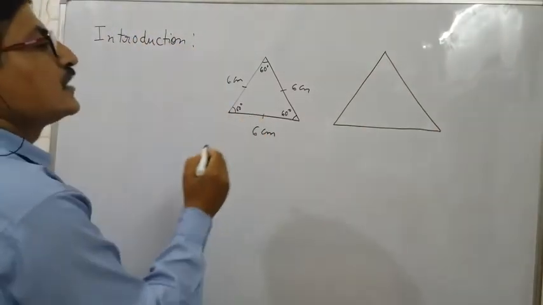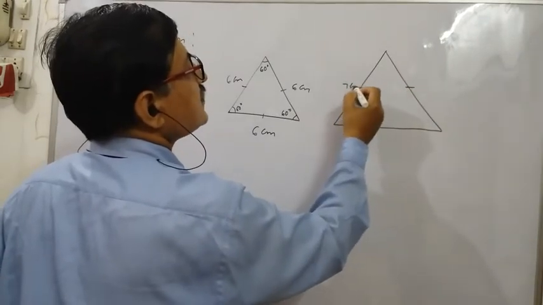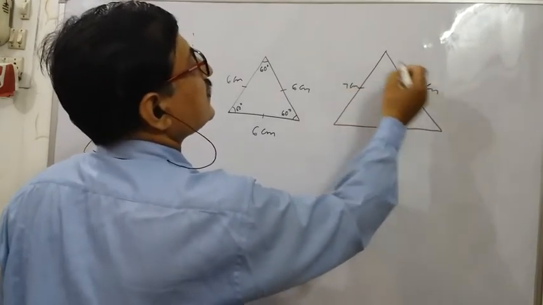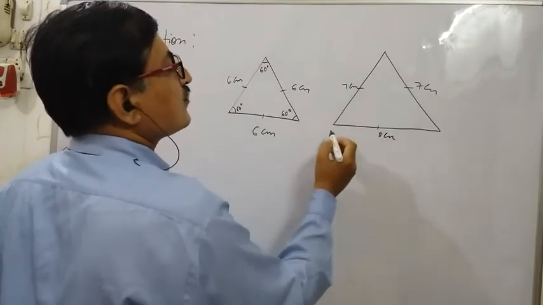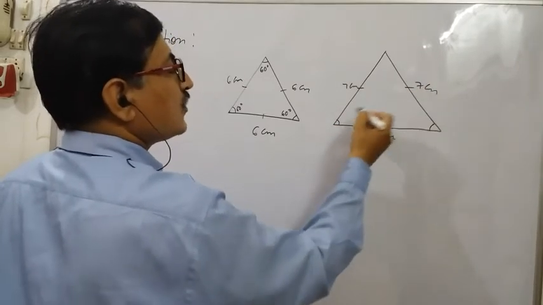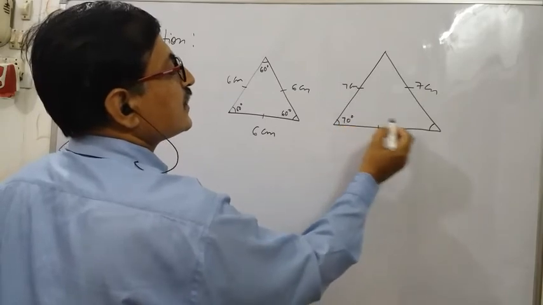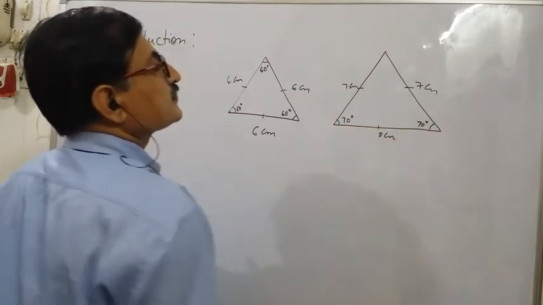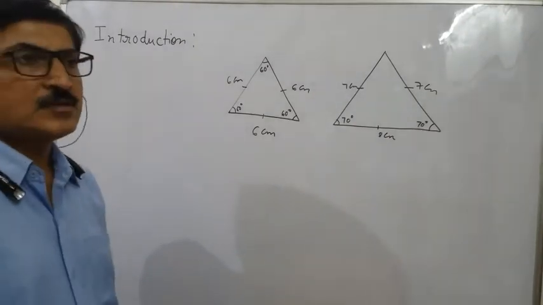Okay. Now next, this is the what? Equilateral triangle. Now the isosceles triangle. In an isosceles triangle, suppose this is 7 centimeter and this is 7 centimeter, and this is 8 centimeter. There the two sides are equal. If two sides are equal, therefore the angles in front of those sides are also equal. Suppose this is 70 degrees and this is also 70 degrees. So this is the isosceles triangle where two sides are equal, and therefore two angles will also be equal.